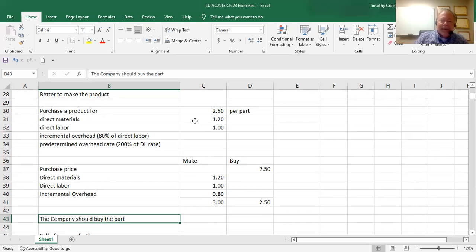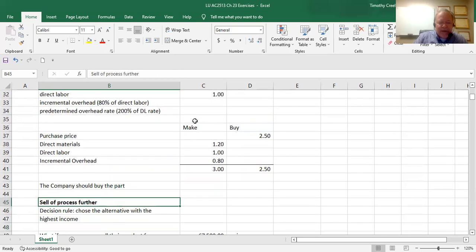Okay, so that's one type of decision. Another type of decision is going to be sell or process further.